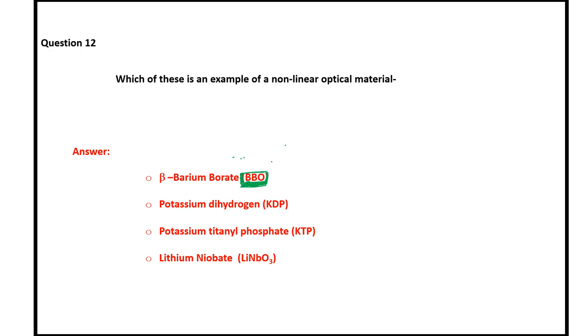Okay, so the question was, which of these is an example of a nonlinear optical material? The options given were beta barium borate BBO, potassium dihydrogen phosphate KDP, potassium titanyl phosphate KTP, and lithium niobate. So the answer to this question is, all of these are examples of second harmonic materials. Okay, this is just for the information. These are all inorganic materials.